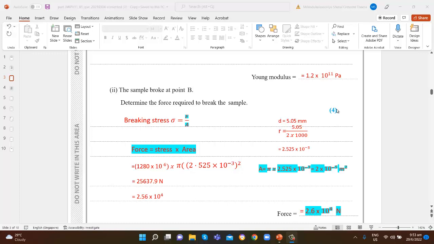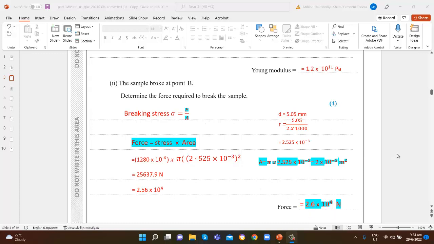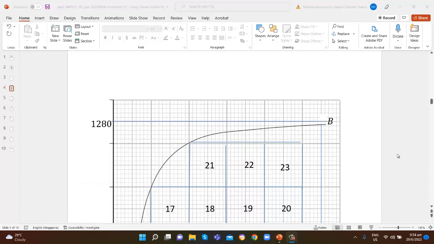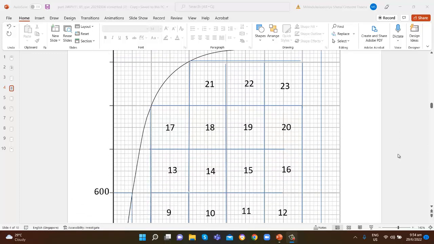They are giving 4 marks. The 4 marks are for finding the area, the answer, writing the formula, and also stating the breaking stress. So I have given you all 4 points for you to understand. Okay, then we'll move on to the next part.